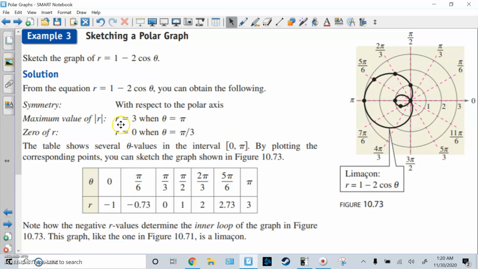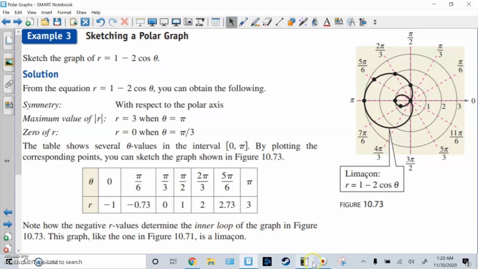And to find 0, if you said r equals 0, you subtract 1. Then divide by negative 2, you get positive 1/2 for cosine theta. You know cosine theta is positive 1/2 at pi over 3. So when you do negative 2 times cosine pi over 3, you get negative 2 times 1/2, negative 1, 1 minus 1, 0. That's when this actually equals 0. Alright, so here's a table with some values. They graph this. And notice when you have negative values, that's the inner loop of the figure.